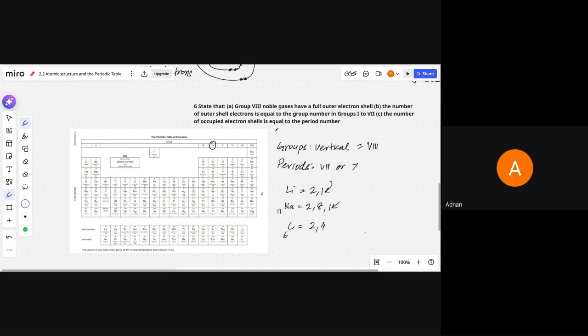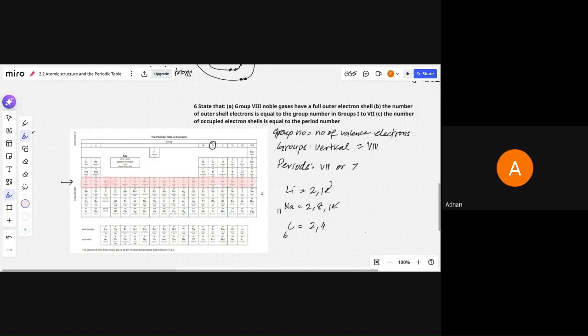Let me just write it here: group number equals the number of valence electrons. Now let's take a look at period. Period means the number of shells. Let's say we have an element from period 1, 2, 3, or 4. Calcium, for example, is in period 4. Period 4 starts from potassium and goes from left to right.